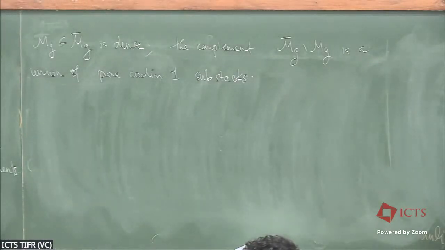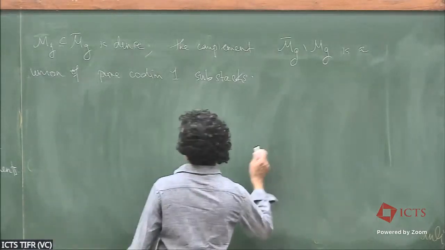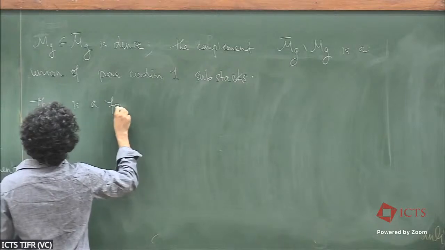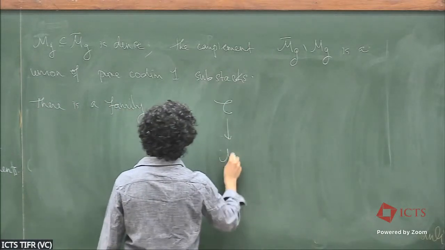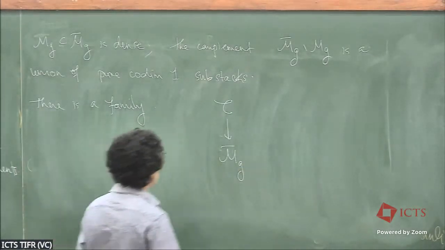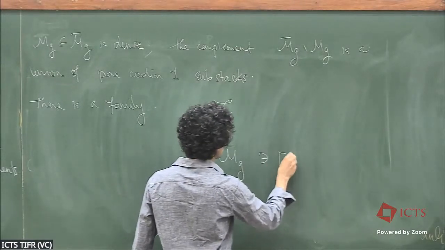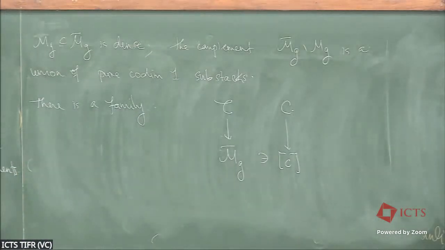And what else do I want to say? Okay. Maybe the last thing I'll say is there is a universal family. This was true also in the MG case. C over MG bar. And so what is this universal family? Well, I'll tell you what the fibers are. The fiber over a point called C is C.